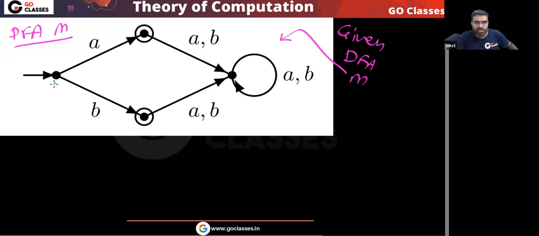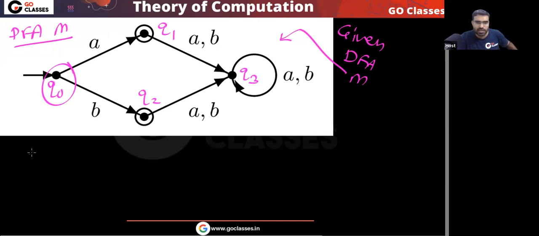This is your initial state. You can call it Q0. And these two are final states. You can notice these states are final states. Let me call them Q1, Q2, and Q3. Very simple. Now you tell me which strings are equivalent in this DFA.